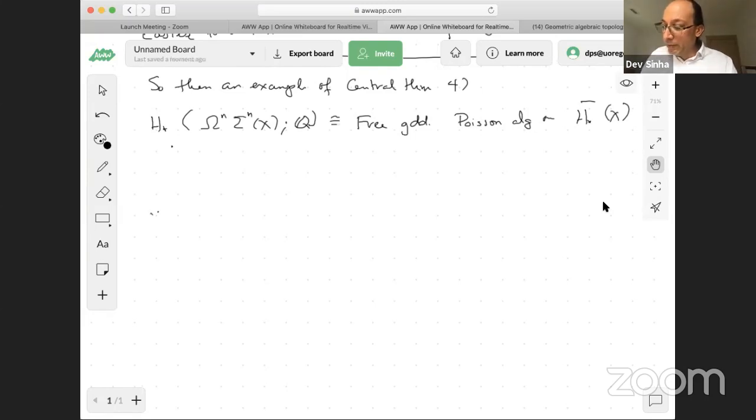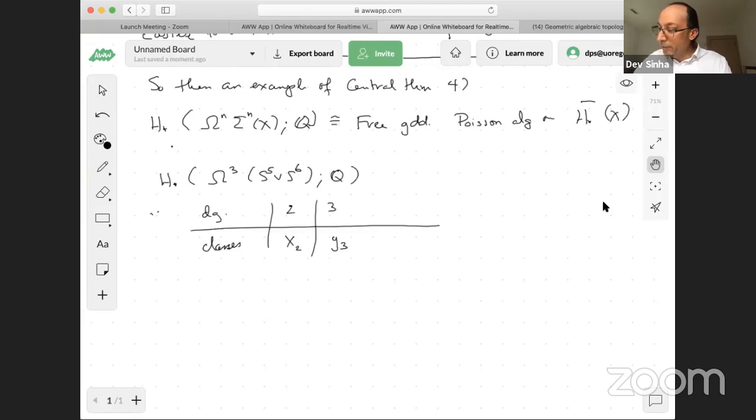So let's do an example of the example, so that if I wanted to be concrete, suppose I look at maps from a 3-sphere to a wedge of a 5-sphere and a 6-sphere. Then in degrees 2 and 3, I have the adjoints of the inclusions of the 5-sphere and the 6-sphere. Let's call those x and y. Then in degree 5, we have the product.